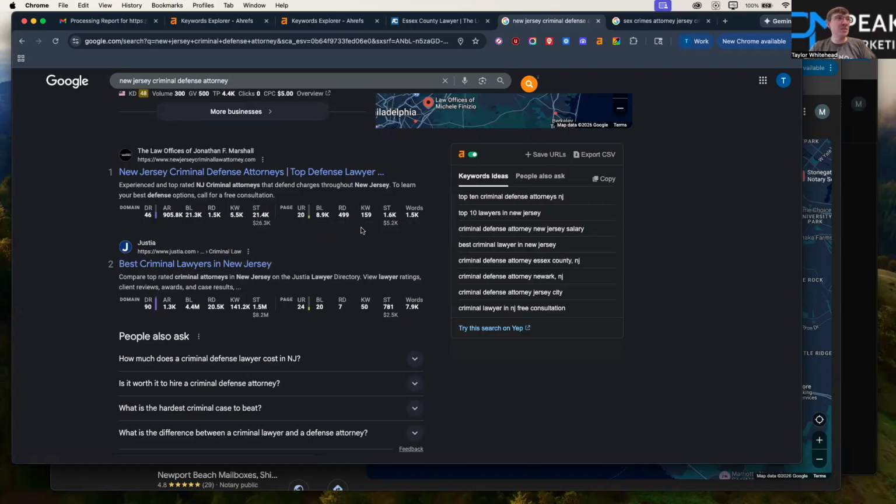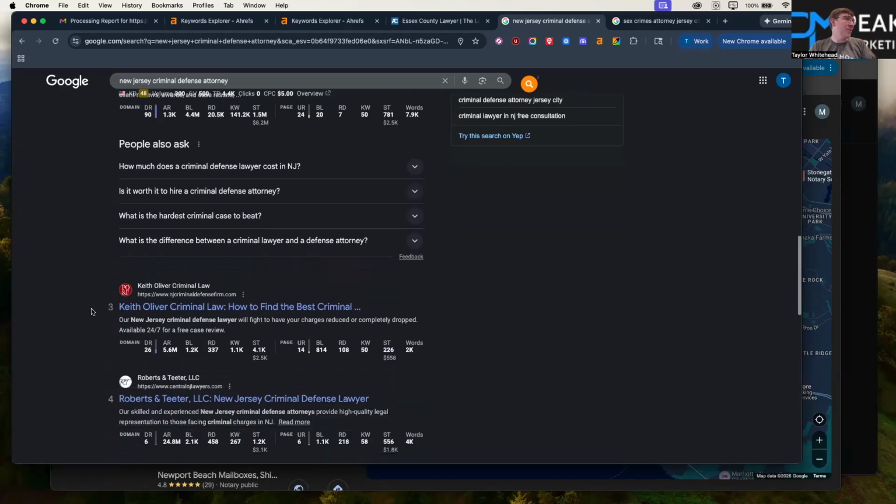Okay, the page level tells us, generally speaking, specifically for that keyword, here's how many keywords that particular page is ranking for. Okay, so when we type in New Jersey criminal defense attorney, this particular competitor has their homepage that comes up, and their homepage ranks for 159 keywords. On the whole, their entire site ranks for 5,500 keywords.